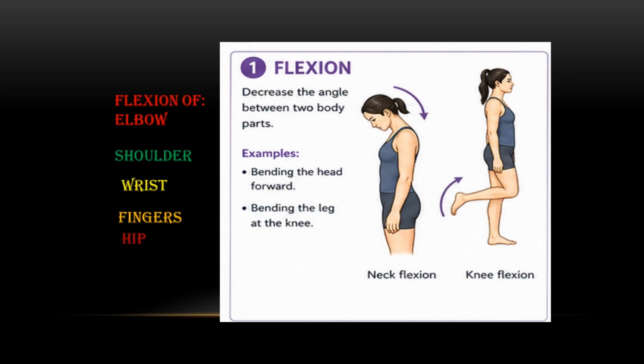Moving to the lower limb, hip flexion is when the femur or thigh moves forward and it decreases the angle between the trunk and thigh. Knee flexion is shown in this picture also. When the leg moves behind towards the thigh, there also the angle is decreased. Then we also have the flexion of toes.